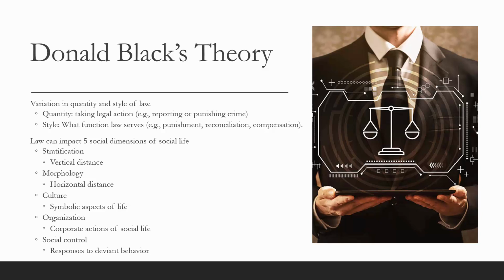And so what Donald Black says is that if there is a breakdown in informal social controls, there's going to be an increase in the law. So when there is less informal social control, there will be more formal social control. When there's more formal social control, there will be less informal social control.